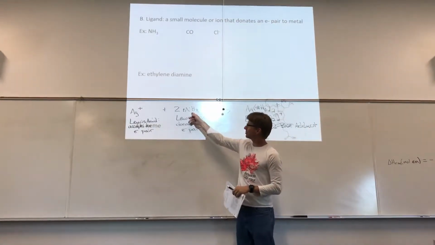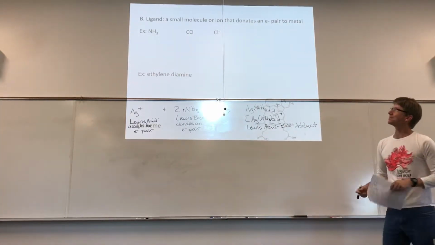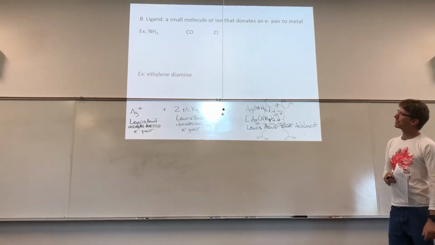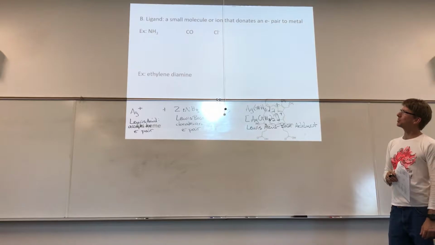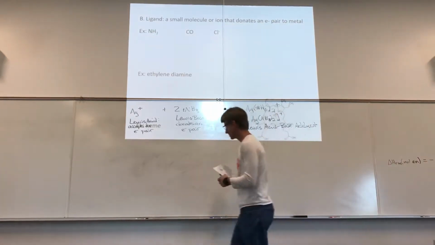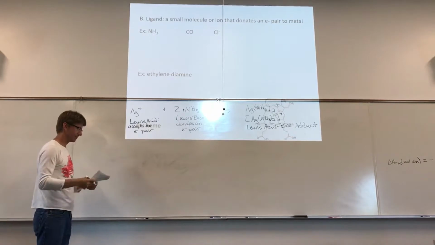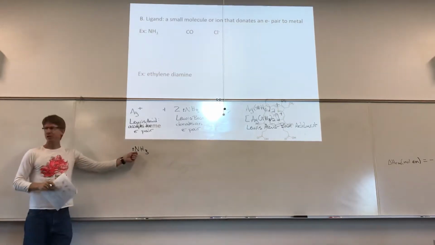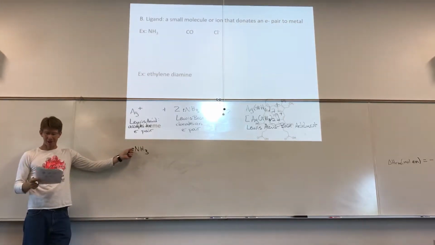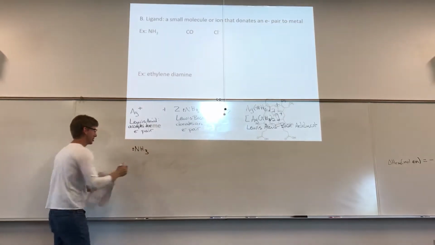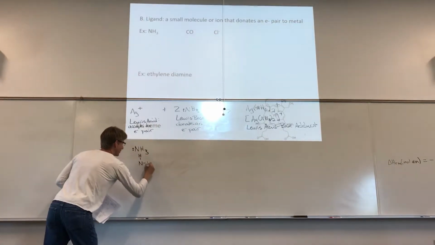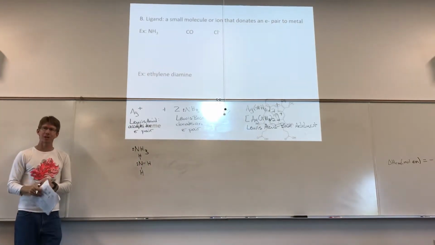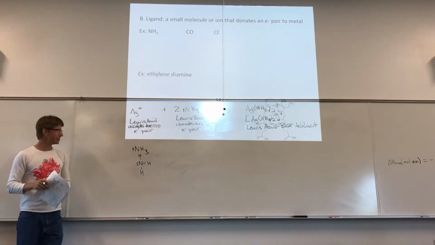Now, for this Lewis base, we're going to come up with a new term. It is ligand. A ligand is a small molecule or ion that donates an electron pair to the metal. Examples: ammonia, carbon monoxide, and chloride ion. I've already drawn ammonia with its pair of electrons right there. If we were to do a Lewis structure, you would see that the nitrogen has that pair of electrons. Nothing new there, actually.